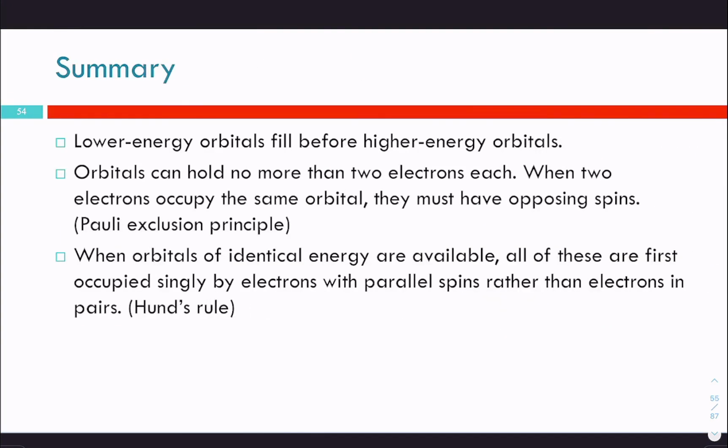So in summary, lower energy orbitals fill before higher energy orbitals, which is why we fill them in that order. Lowest energy on the periodic table just happens to be at the top. We go higher and higher in energy as you move down the periodic table. Orbitals can only hold 2 electrons, and when they occupy the same orbital, they have to be in opposite spins. That's the Pauli exclusion principle. And if you have orbitals of identical energy, like p orbitals or d orbitals, all of your electrons will fill in singly first, one at a time, and then they'll double up with opposite spins.